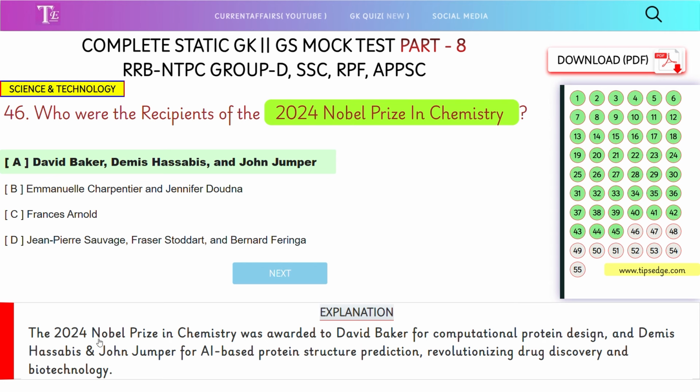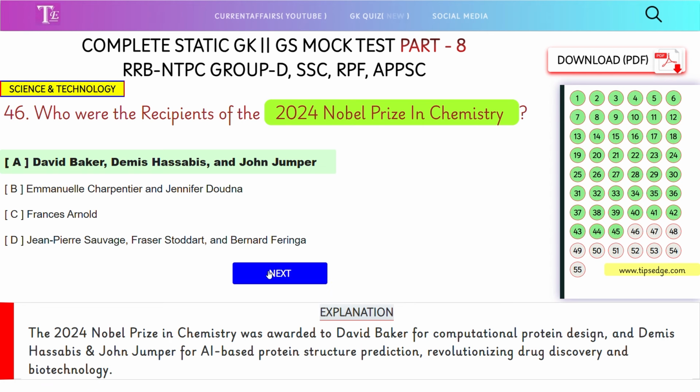The 2024 Nobel Prize in Chemistry was awarded to David Baker for computational protein design and Demis Hassabis and John Jumper for AI-based protein structure prediction, revolutionizing drug discovery and biotechnology.